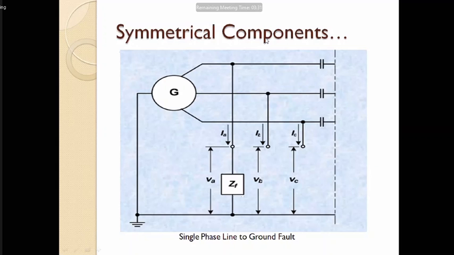So that's how you get this current here in the sequence domain of the generator. You should know it in sequence, not in phase domain where it is one value. In the sequence domain it incorporates the positive, negative, and zero sequence. So also the phase voltage is going to be the voltage plus, voltage minus, and voltage zero. That's what you call the phase voltage.